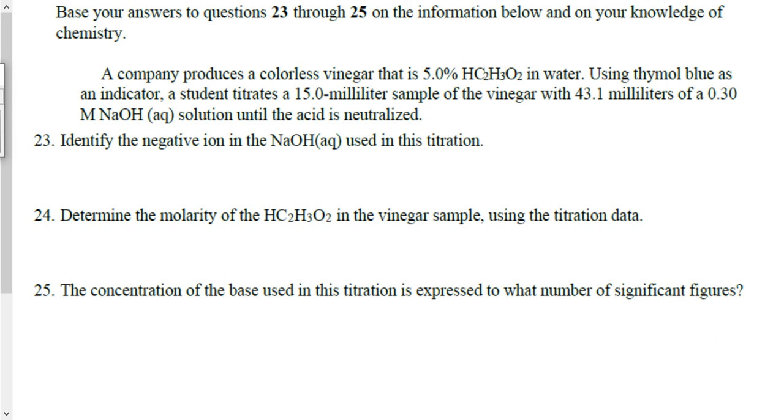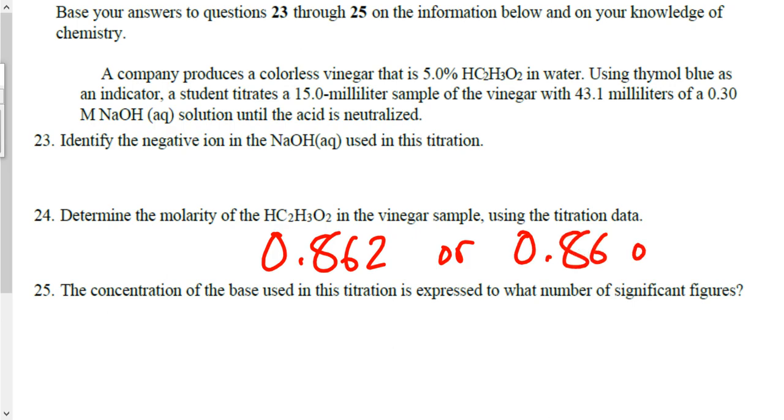So for question 24, we got an answer as 0.862 or 0.86, right? Or some people might write 0.9. Now the question is, how do we round our answers, right? That's the most common question.